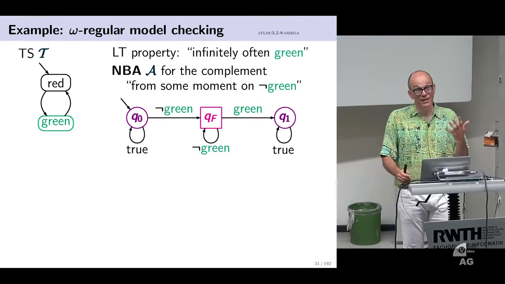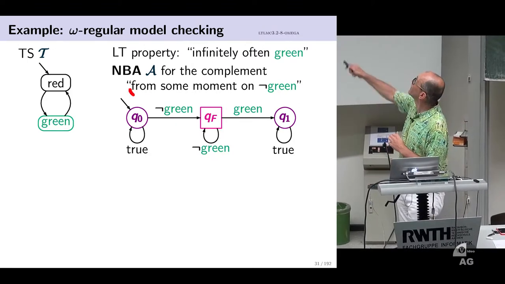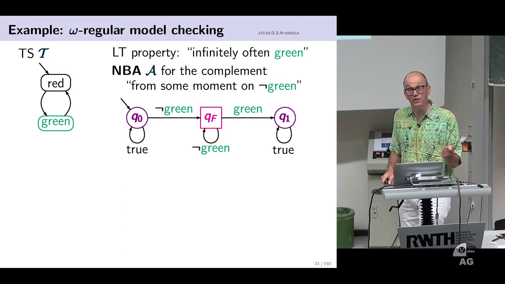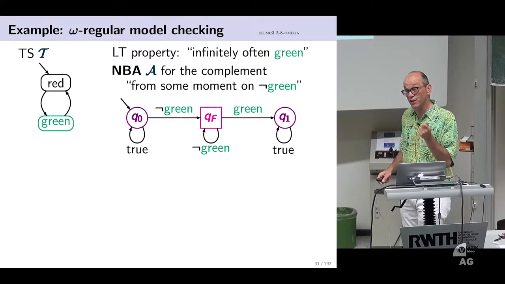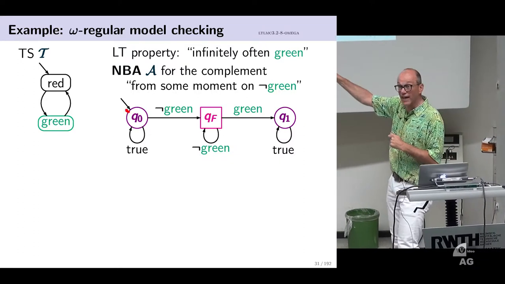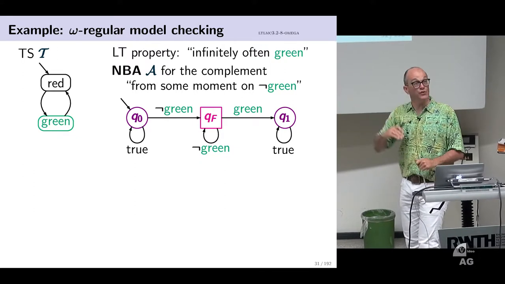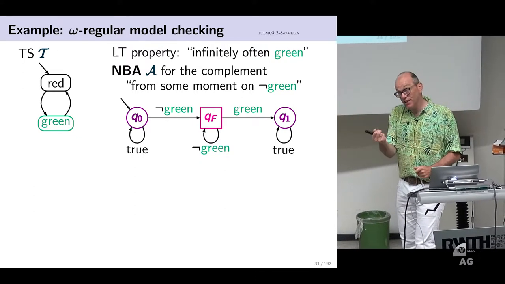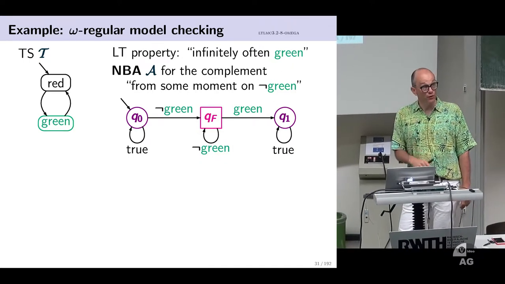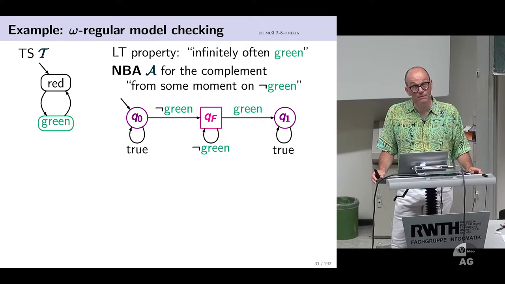And actually, you cannot model this property, from some moment on not green, by means of a deterministic Büchi automaton. Remember, deterministic Büchi automata are strictly less expressive. The key point here is that you need to guess when we are getting to the point where I'm only going to see not green. And this guessing is this nondeterminism that I absolutely need here. And you have seen the proof, actually, that you cannot construct a DBA for this property.